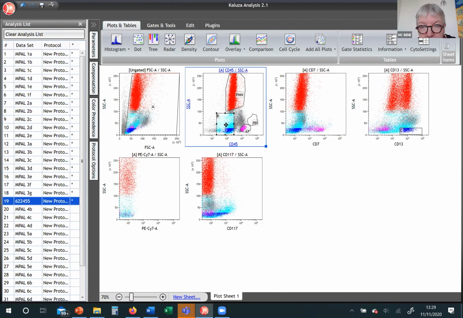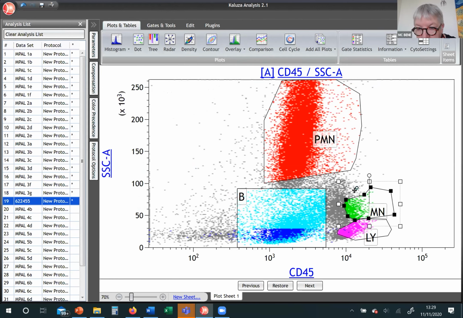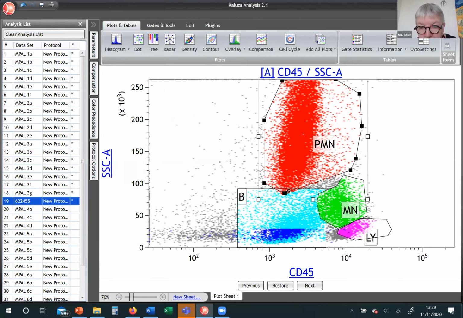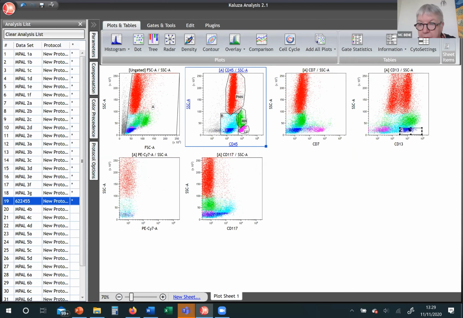So probably we have monocytes here. I make this bigger to see better what I do. Because of the Boolean, it doesn't matter that my monocyte gate is going over in the box, because it's going to be taken away by the Boolean equation. Same here, and my lymphocytes are a little bit on the left here. And I have some dark blue here because of this thing here.